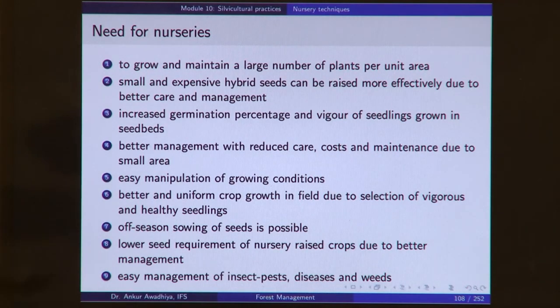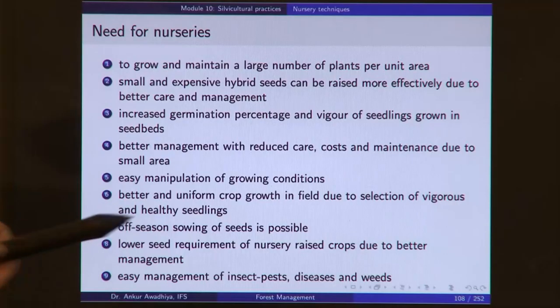Next, off-season sowing of seeds is possible. Now, what happens in nature is that a number of seeds germinate in the rainy season. But then rainy season is also the best season for the establishment of a seedling. So, if you have a seed or if you want to raise plants out in the field, it is much better to begin a bit before the rainy season. Now, in a nursery, you can artificially irrigate the seedlings, you can artificially make them germinate by manipulating the conditions in the nursery. Once your seedlings have germinated, you can grow them.